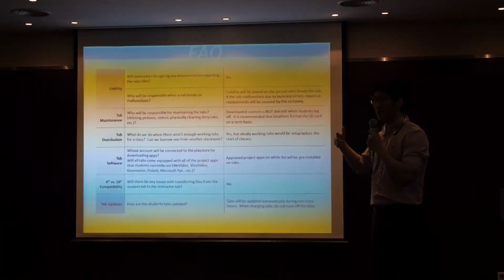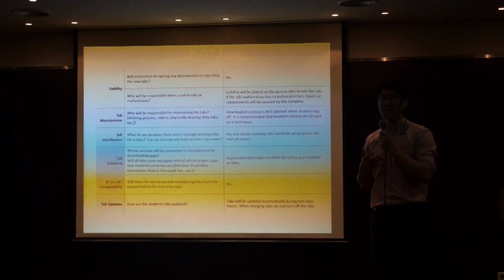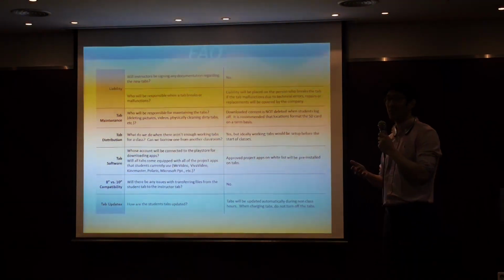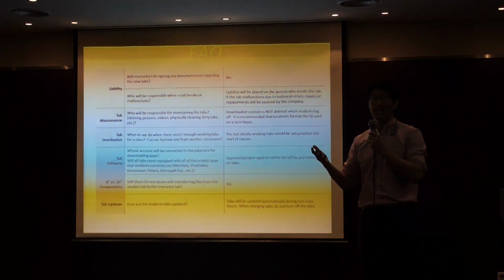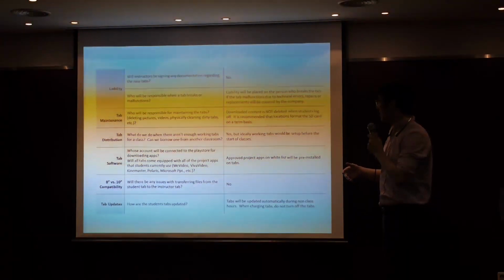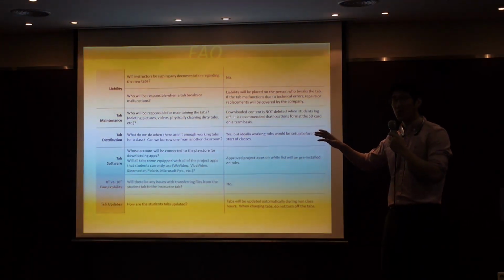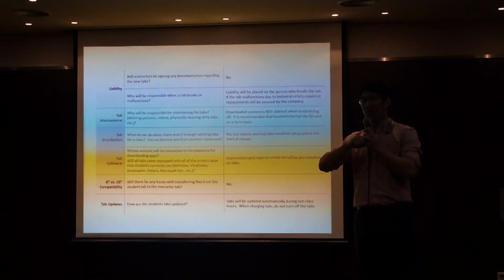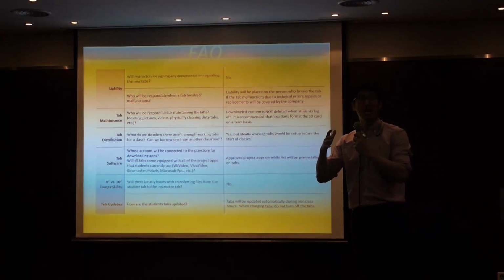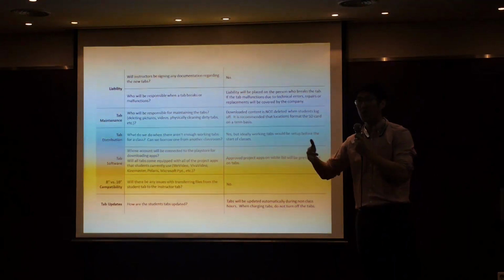Can you borrow one if you're, let's say, short? Let's say you have an extra kid that came in, you need extra ones. You have a class of 15, but you get two students from another class, you need two more. You can get them from other chargers, but again, there should be some kind of system at your location where you can keep track of which tabs came from which chargers.